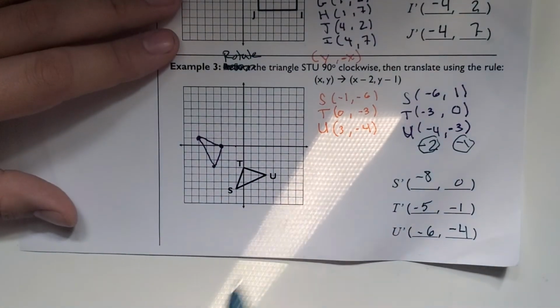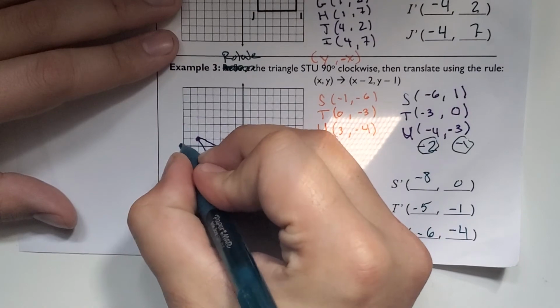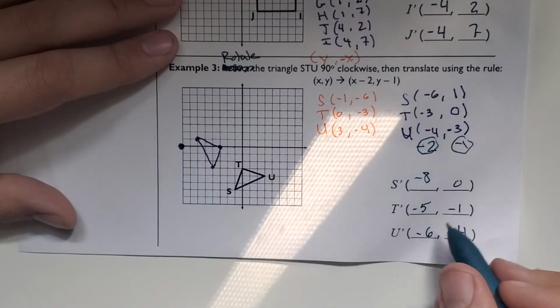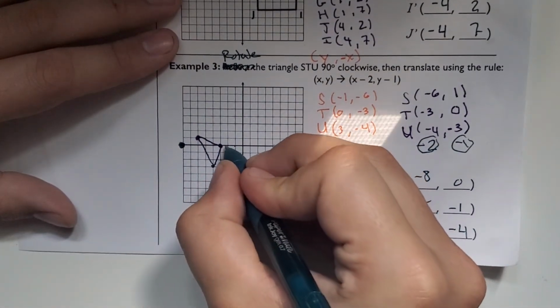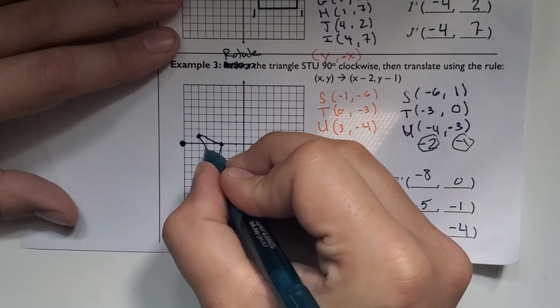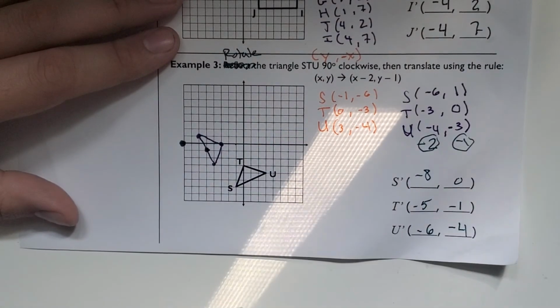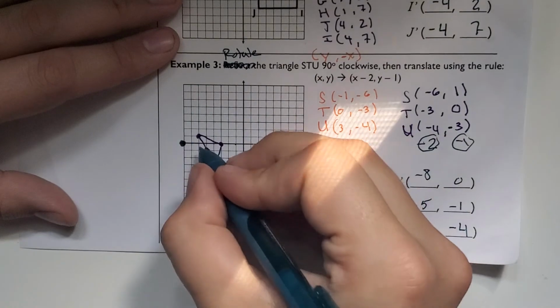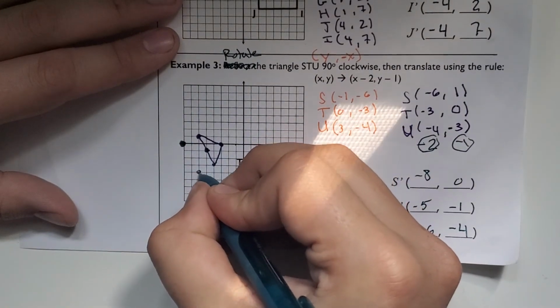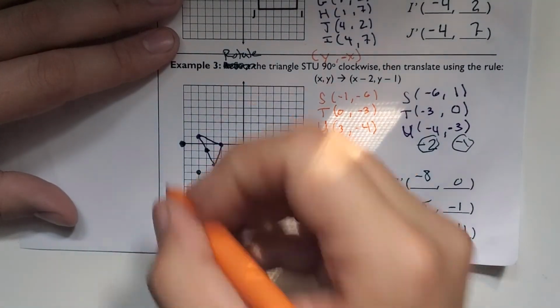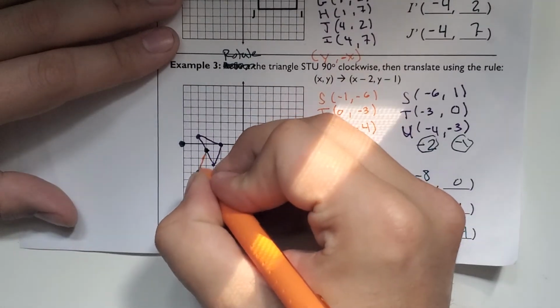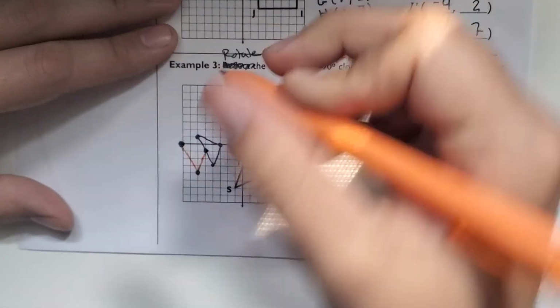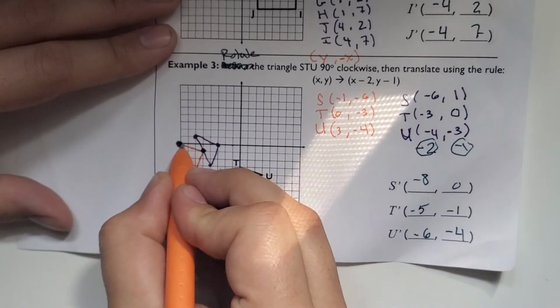And let's go ahead and graph that. So -8, 0 is here. And -5, -1 is going to be right on that triangle. These triangles are going to be really overlapped with each other. And then -6, -4. I'm going to do it in orange actually so it stands out a little bit since they are overlapping. There we go. So there is our triangle.